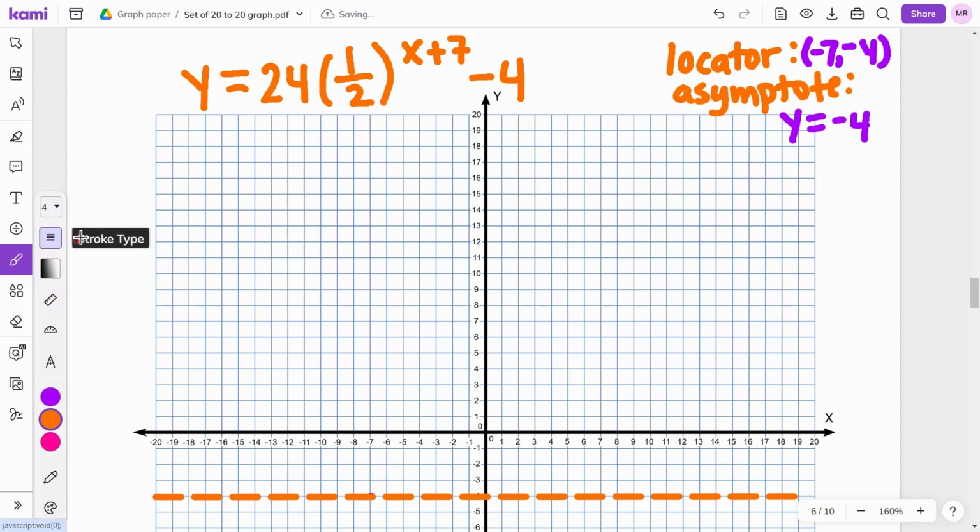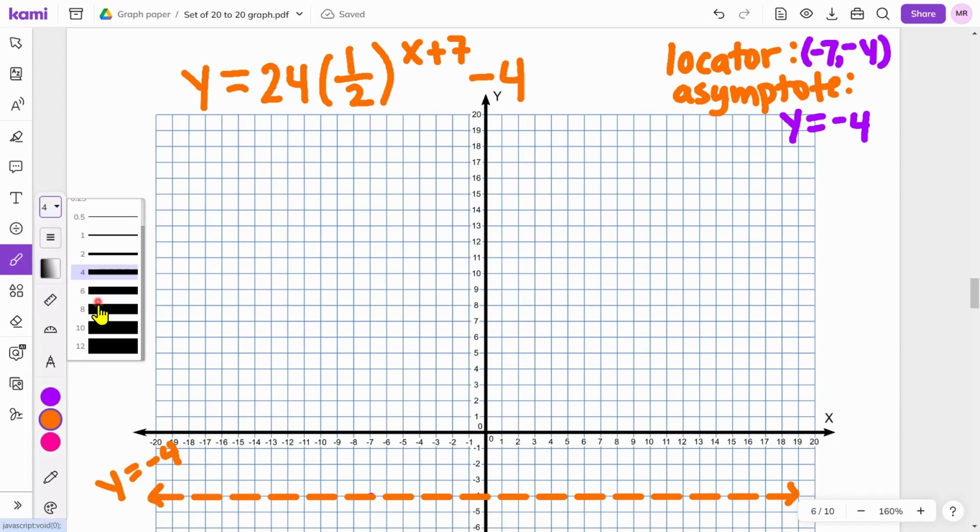And then after I label this y equals -4, I am going to go to my locator point. My locator point was here at -7, -4. So from there, I am now going to start 24 above that. So I'm 4 below, so that's 4. So I'm going to go up 20. So that's going to be 24 total. So I'm going to be all the way up here. So I'm going to start 24 high, 24 above my asymptote.